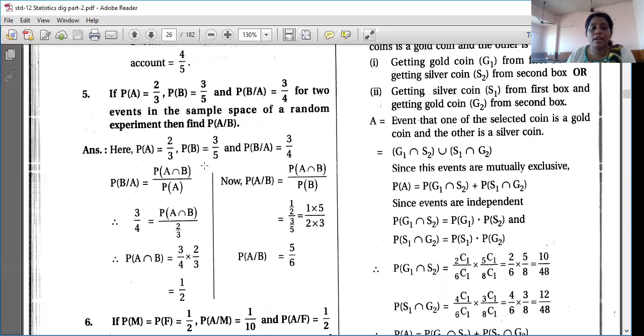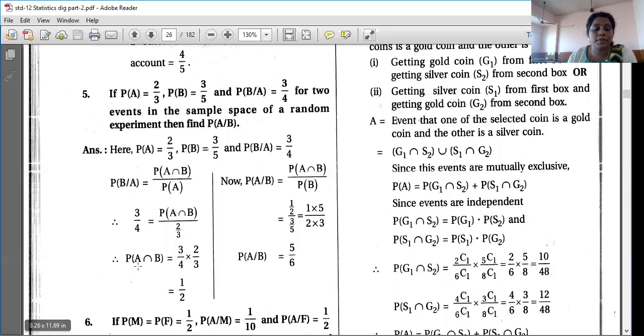So with the help of that, what will we get? We will get A intersection B. P of B by A equal to P of A intersection B upon P of A. Put the values in this: 3 by 4 is already given for B by A, equal to P of A intersection B that we have to find out, nothing is given like that, and P of A is given in the question that is 2 by 3.